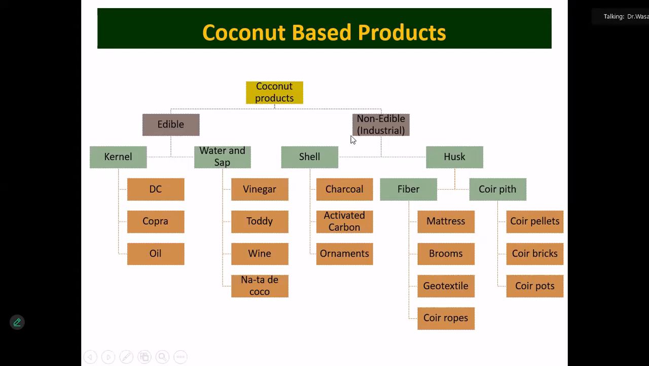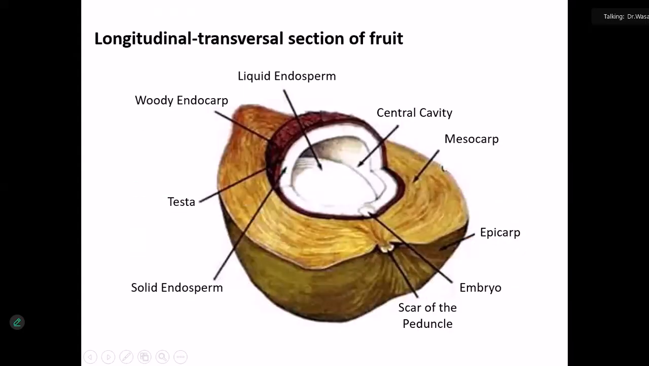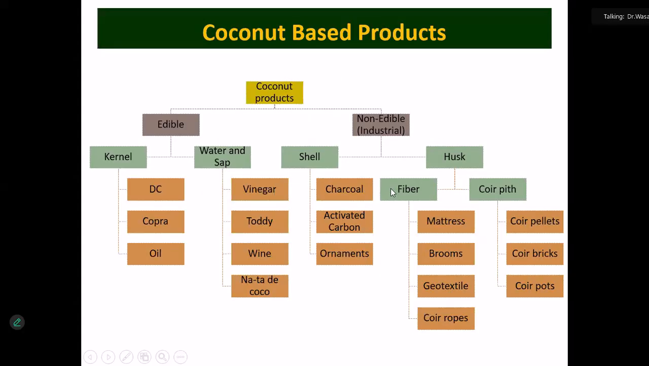Then non-edible products. This is the woody endocarp, meaning the coconut shell. Then this is the mesocarp, meaning the husk. So husk and coconut shell. The shell can be value added into charcoal, activated carbon, and ornaments. We are going to discuss that here.